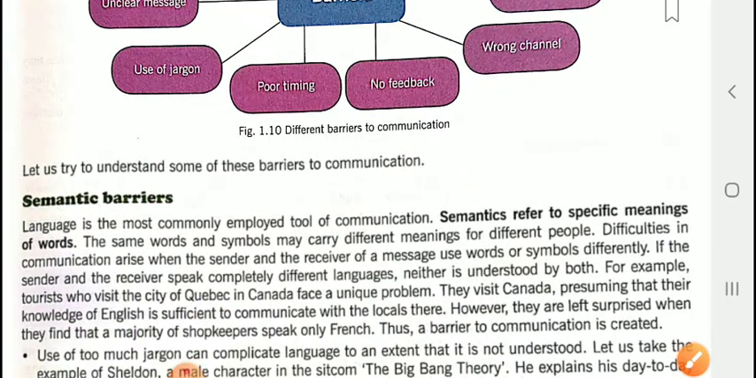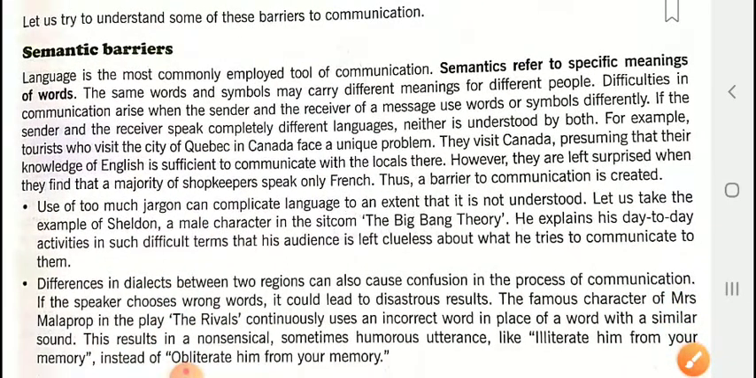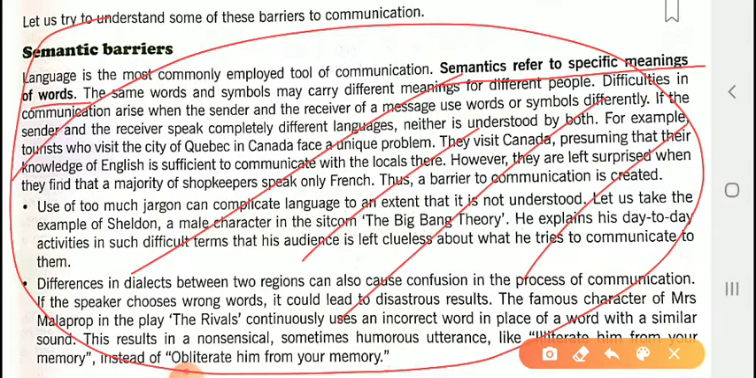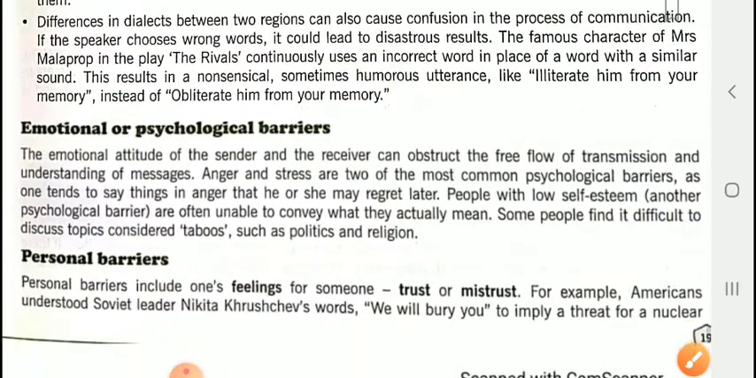Okay, now semantic barriers. Semantic refers to the specific meaning of words. Okay, if you don't know the specific meaning of words, then how will you be able to communicate with other persons? So you have to know the semantic barriers, and you have to know the specific word meanings, then you are able to communicate with other persons.